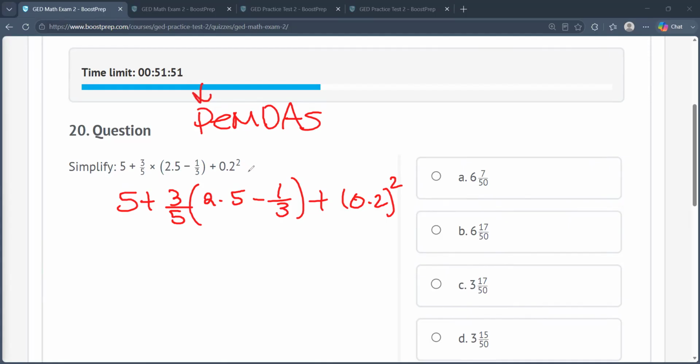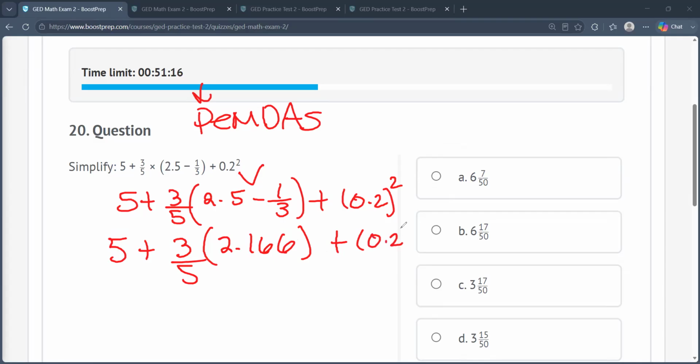Do we have a parentheses? Yes. You can use a calculator on this one. What's 2.5 minus 1/3? Put the fraction 1 over 3 in the calculator exactly, and it gives me a long decimal. I'm just going to say 2.166. Then bring down what you haven't done. I know it's very tempting not to, but bring down that 5, bring down that plus 3/5, bring down that plus 0.2 squared.